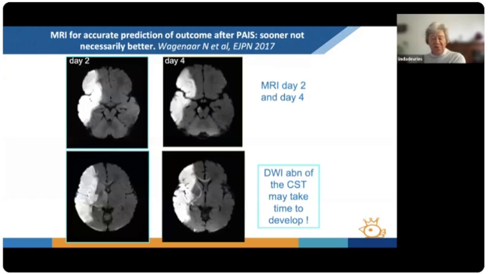Now, again, you don't have to be too fast. It's always better to be a little bit reluctant to do a scan immediately, like in the HIE baby. And also for the pre-Wallerian degeneration, we can see over here that on the first scan on day 2, we do not see the cerebral peduncle, while we do on day 4, and the same applies for the cortical spinal tracts. So also the diffusion abnormalities of the cortical spinal tracts, they take a little bit of time to develop.